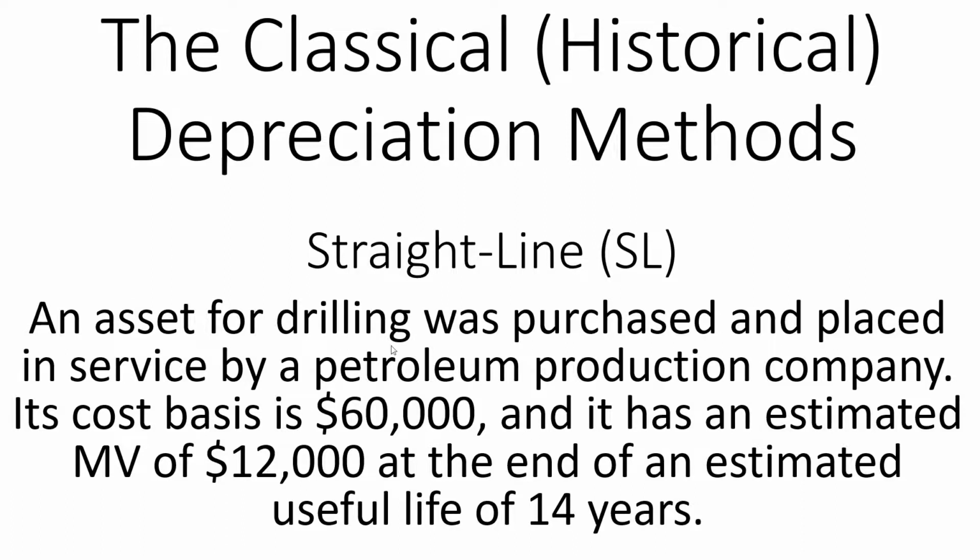So here is a simple situation where you bought a piece of equipment for $60,000. Cost basis is basically the total cost to acquire a piece of equipment, including the price of the equipment, the shipping, installation, everything included in there. So that's the total cost to acquire that piece of equipment. And then at the end of the useful life of 14 years, it will still have $12,000 market value. So how do we calculate the straight line method depreciation?